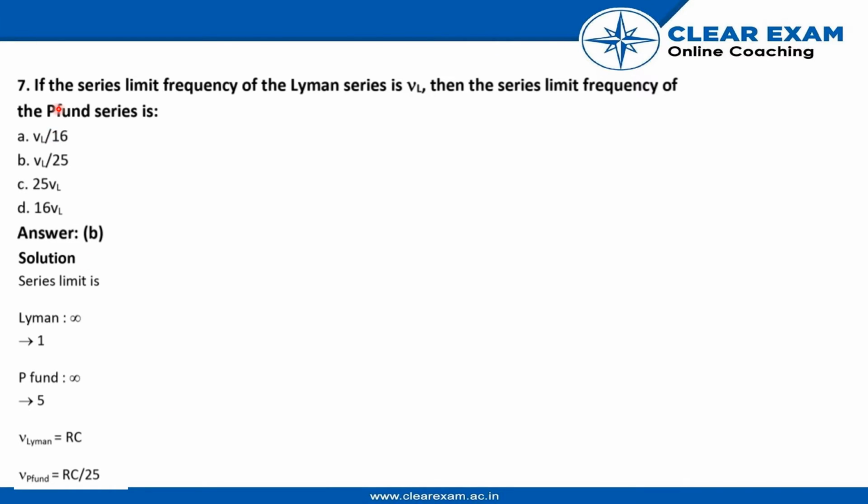As the question says, if the series limit frequency of the Lyman series is VL, then the series limit frequency of the Pfund series is. This is a simple question. We need to remember one formula: for any n excited state, Vn is equal to Rc upon n square, right?